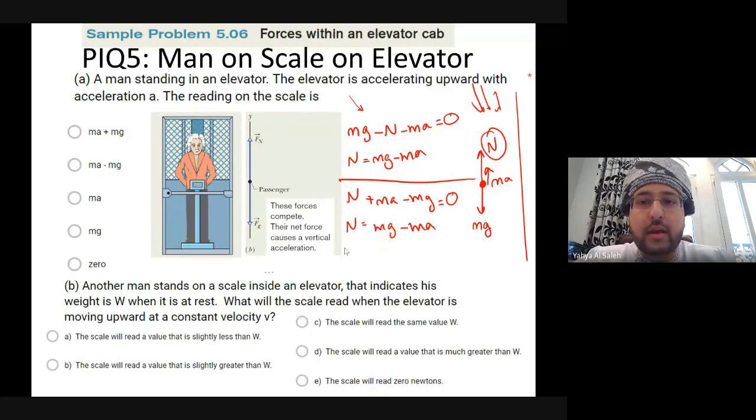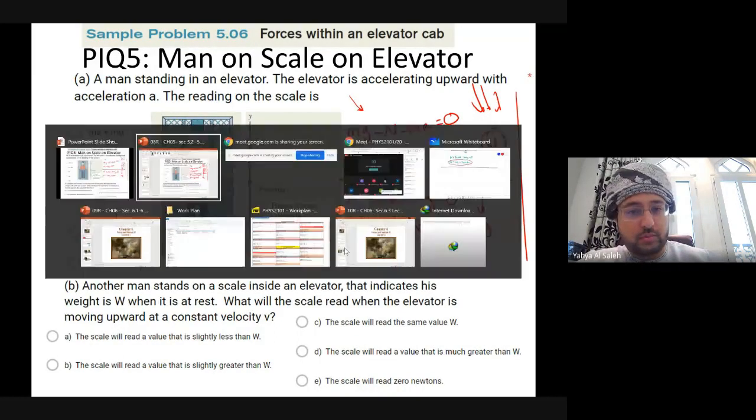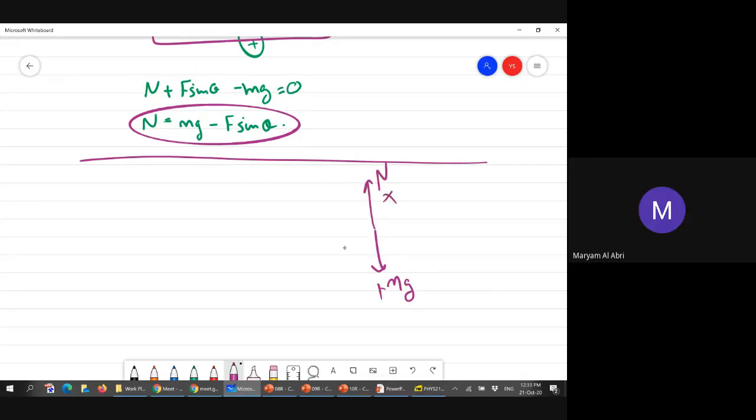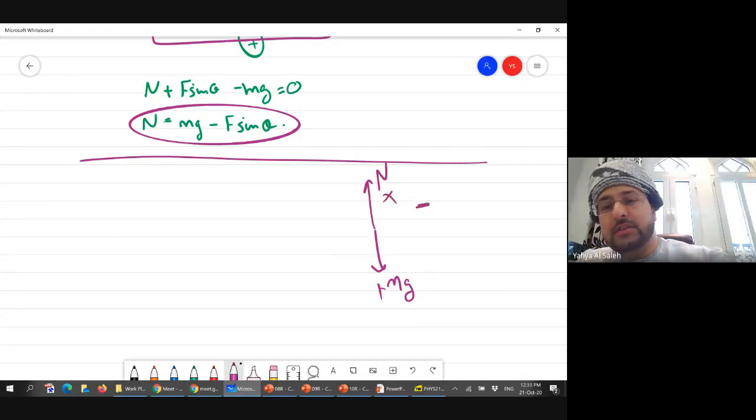All forces are like this. It's all about the direction. If you choose one direction, you have to stick to it. Okay? So if I choose this to be positive, then this is positive. It needs to be negative because it's in the opposite direction. Yes?